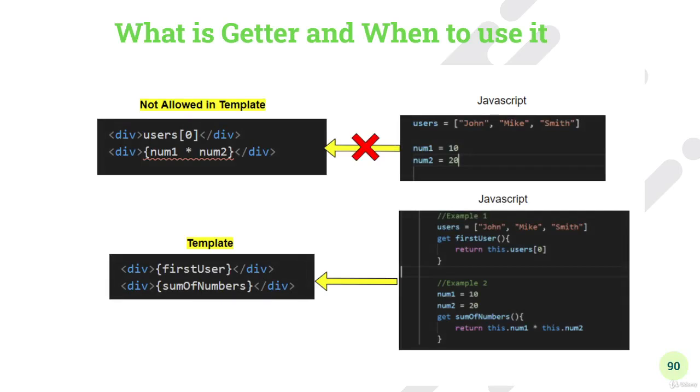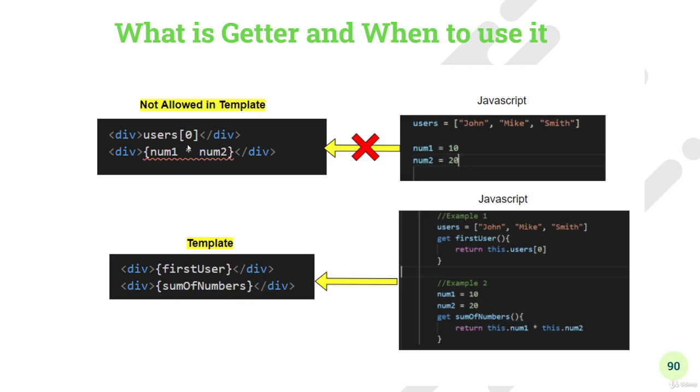We need to understand that when everything was there, @track was there and other properties were there, we were able to render the data in the HTML. So what was the need of the getter? Let's see the problem first. In the first diagram, on the right-hand side in JavaScript, I have an array of values and some other properties, num1 and num2, which have values 10 and 20.